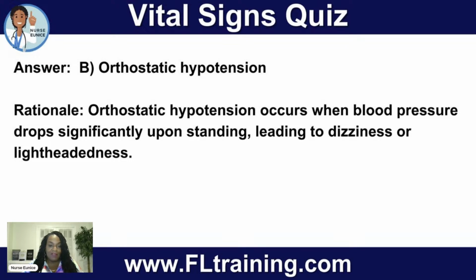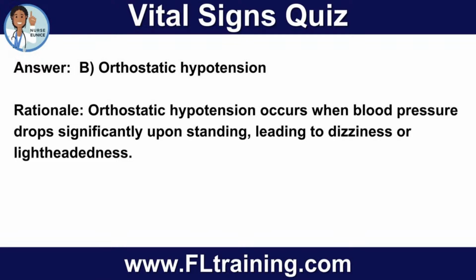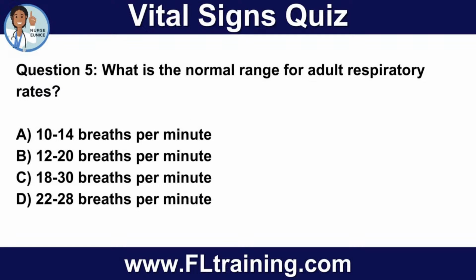Okay, so if a patient has on those tight stockings, that's why we're trying to stop all the blood from just dropping to the legs. We want to help keep it up and keep it circulating so they don't have as much orthostatic hypotension or hypotensive episodes. Question 5. What is the normal range for an adult respiratory rate? Is it 10 to 14, 12 to 20, 18 to 30, or 22 to 28?